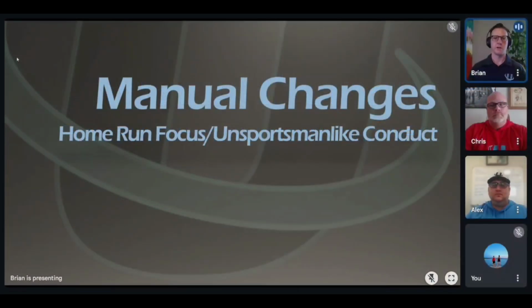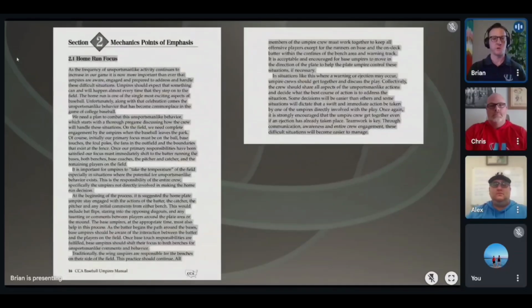Hello, all. We are here to talk about one of the big changes in the CCA manual this year, and that is Section 2.1, our home run focus. So here it is in black and white. What we're going to try to do today is add some color to this for you.